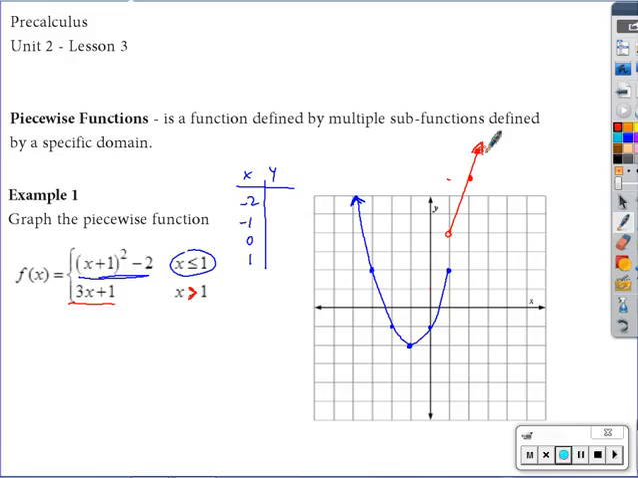That's the short of graphing a piecewise function. Now I could have used a table here as well, x and y. Start at 1, 2, and 3, get my y values and plot them. So, first example.